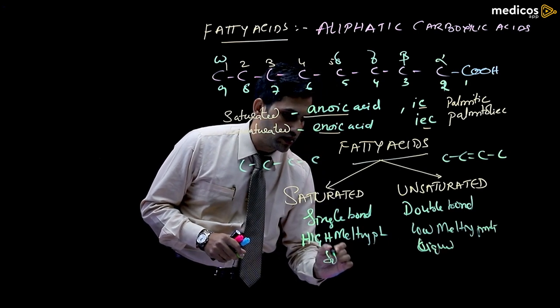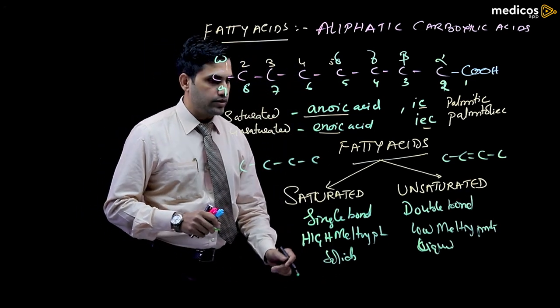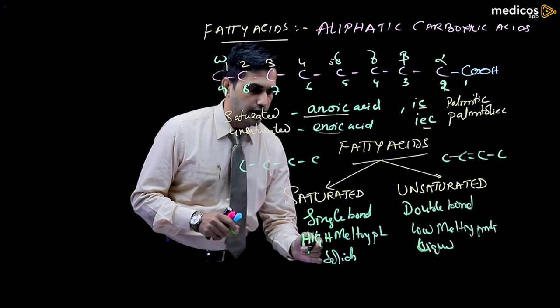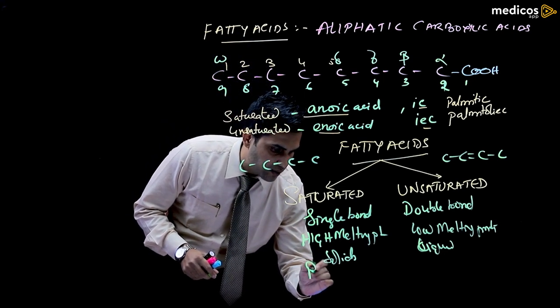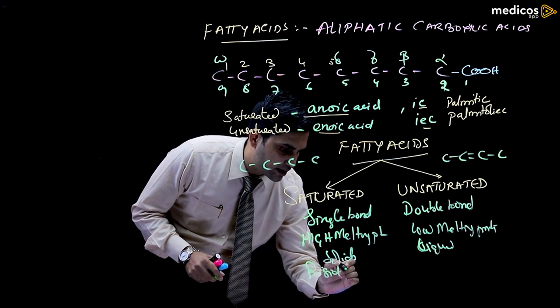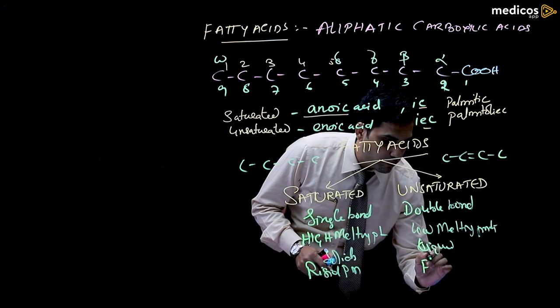These are mostly present as solids. What else? Saturated and unsaturated. These forms rigid plasma membrane. They make the plasma membrane rigid. They make the plasma membrane fluid.